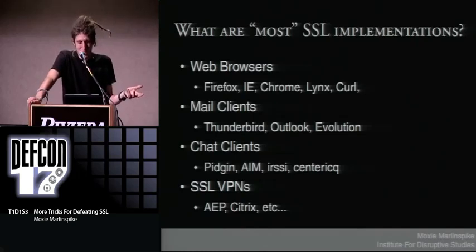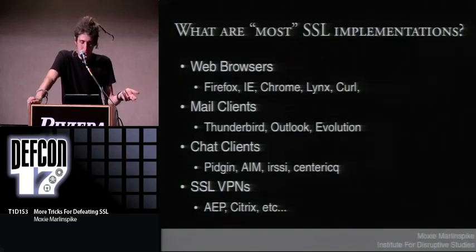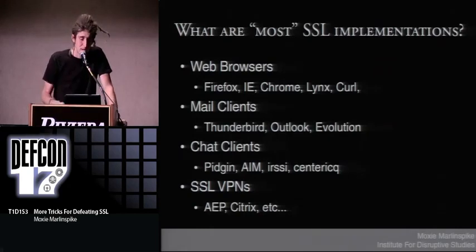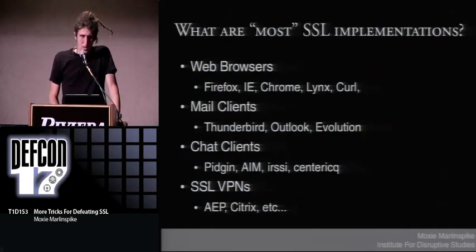And then, Lynx is vulnerable. Curl is vulnerable. Mail clients. Thunderbird is vulnerable. Outlook is vulnerable. Evolution is vulnerable. Pidgin, AIM, irssi, CenterIM, ICQ, even SSL VPNs are vulnerable. AEP, Citrix, a bunch of stuff. I couldn't even test them all. Basically, almost everything.